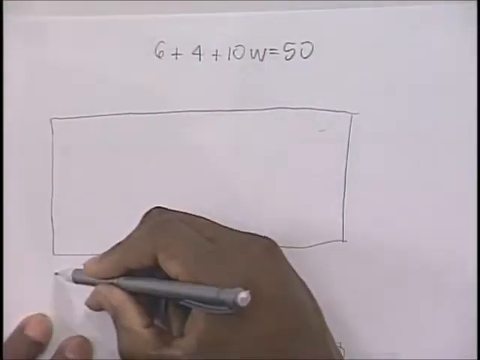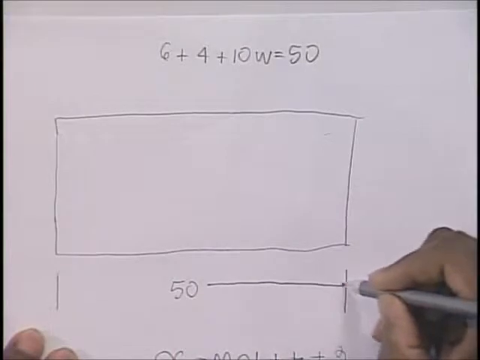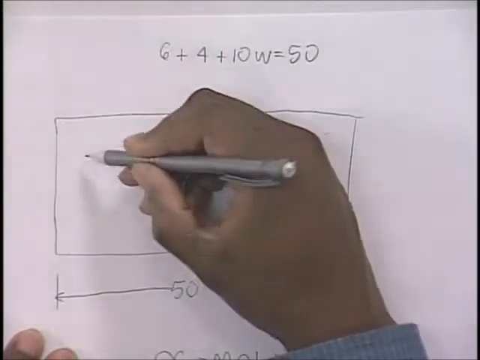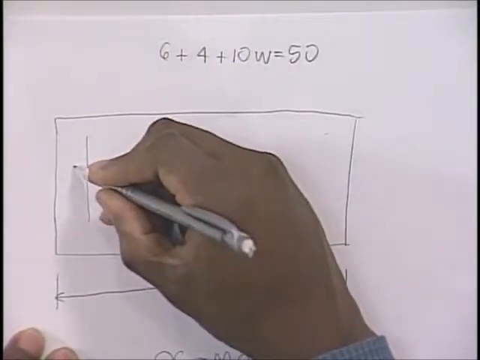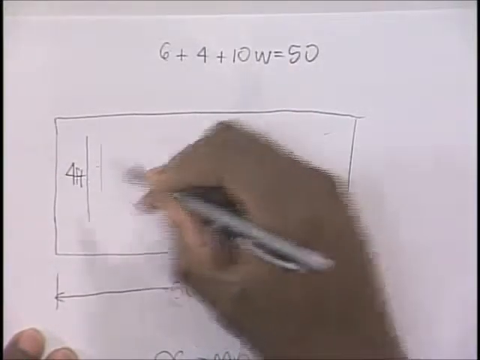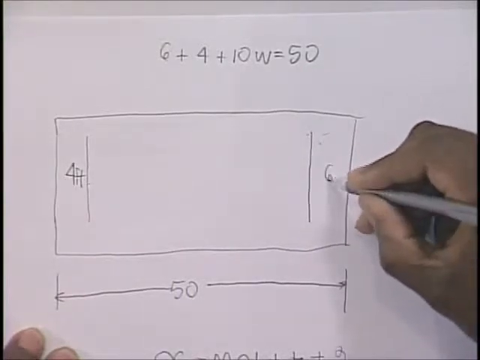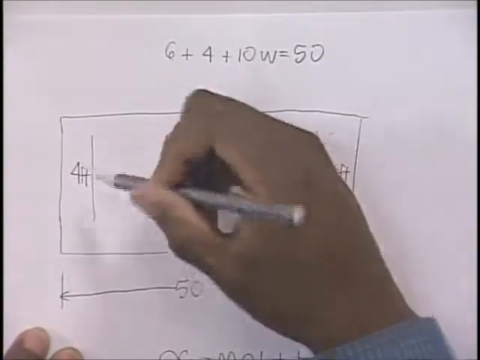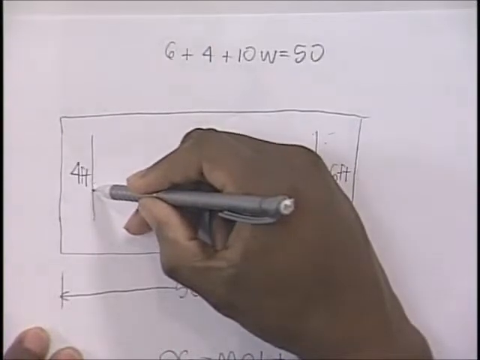Let's say the distance across the width of the building is 50. Let's say one side of the building is 4 feet, from here to here. And then from here to here, let's say that's 6 feet. And let's say you want 10 windows. If I don't draw this completely accurate, please forgive me.